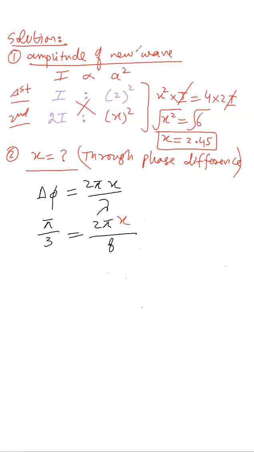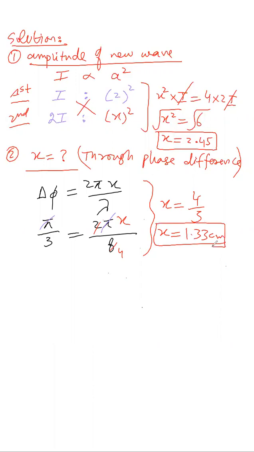And now you have to cancel out these things to get the value of x. So x is 4 by 3. So 4 by 3 is actually 1.33 centimeter, 1.3 centimeter. Okay, now the new wave drawn. Okay, let's draw the new wave.